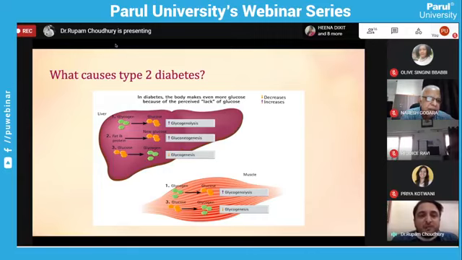And when we produce new glucose from non-carbohydrate products like fat and protein, it is called gluconeogenesis. That also happens in the liver. And when glucose is converted into glycogen as a storage in the liver, this is called glycogenesis. So what happens in diabetes is that the body makes even more glucose because of a perceived lack of glucose.